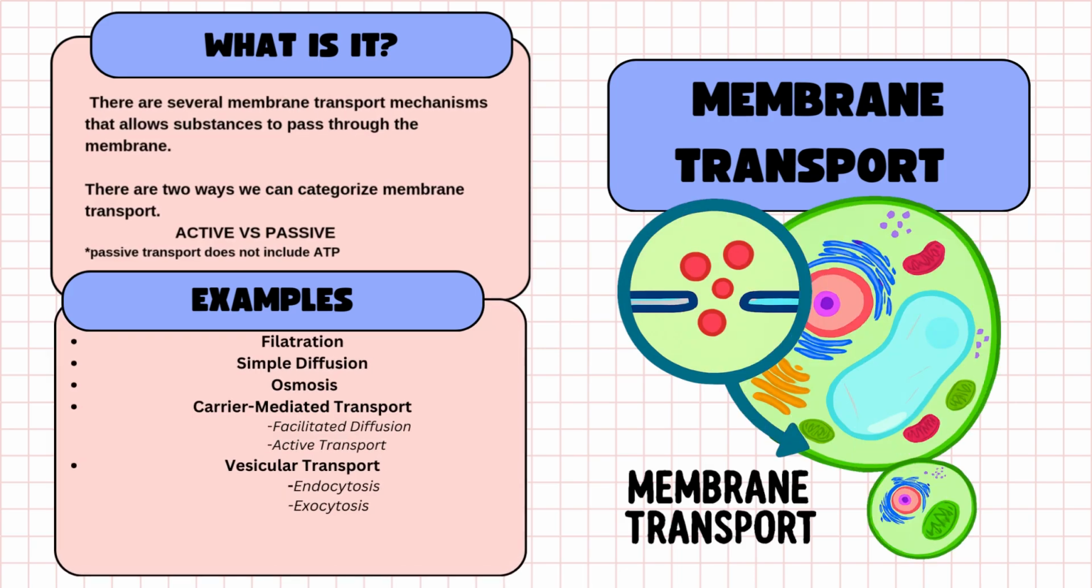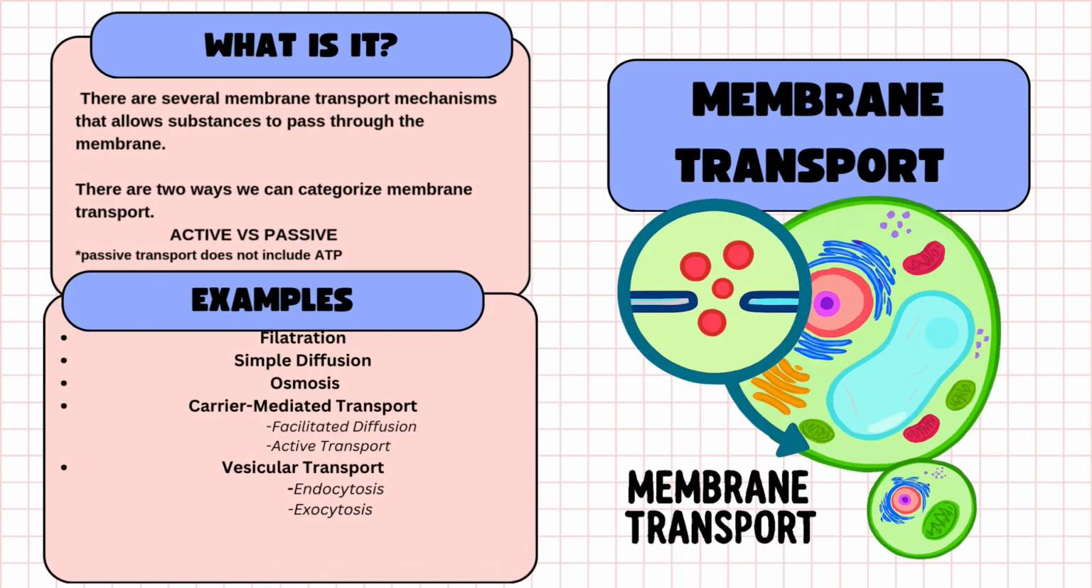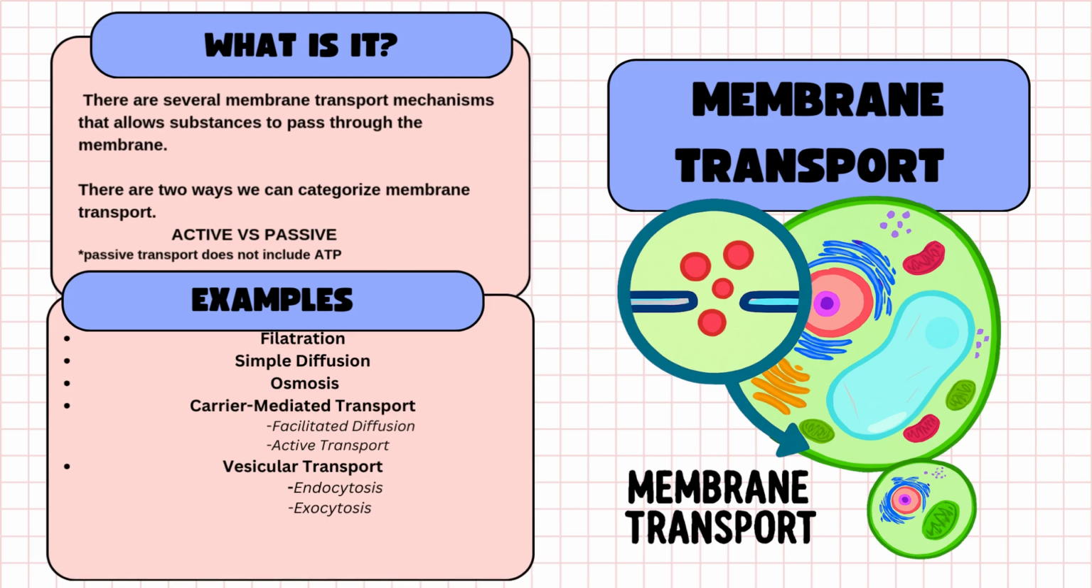The membrane transport is the gateway to the membrane. There are two main membrane transports, active versus passive. Please note that passive membrane transport does not include ATP, but it still has other ways of transporting, such as filtration, simple diffusion, and osmosis. As you can see, here are other examples of passive and active transports.